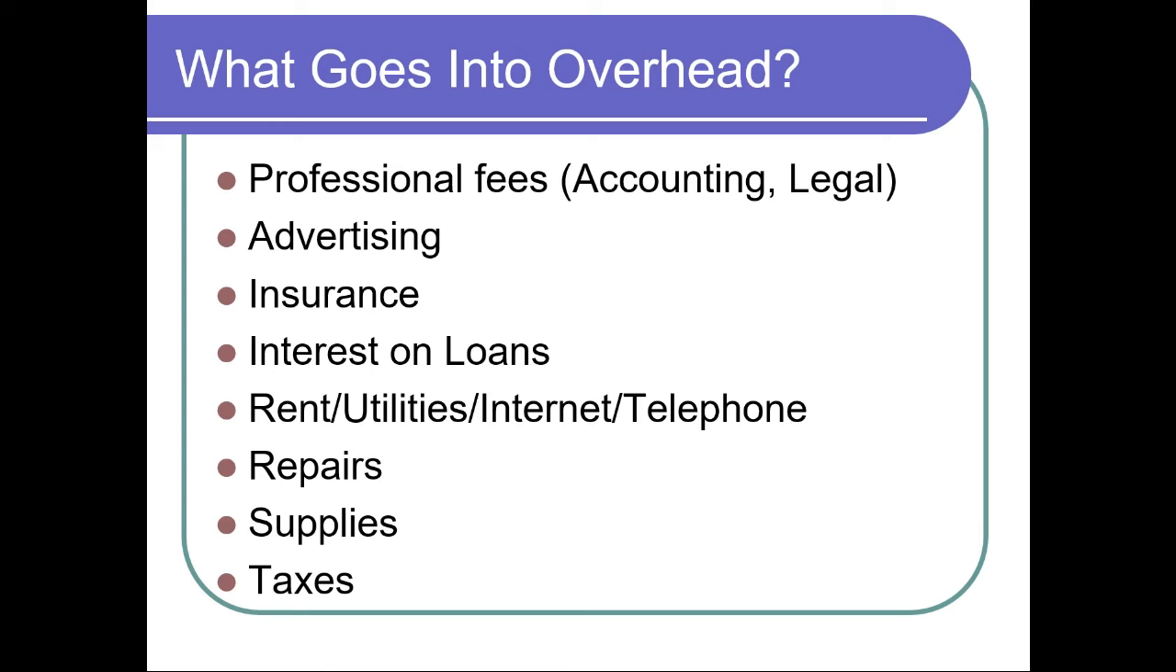You need to account for rent, utilities, internet, telephone, right? All the things that you're going to need to conduct business. You need repairs and maintenance. Things wear down over time. You might need office supplies if you're in an office. You've got to pay taxes. All of this has to go into your overhead rate. So your overhead rate might be 80%, might be 90%, might be 100%, might be even higher.